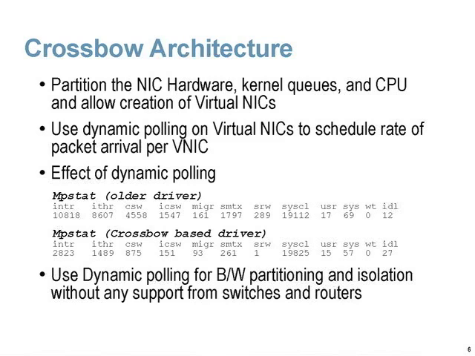And my last observation here is to use dynamic polling for bandwidth partitioning and isolation without any support from switches and routers. What does it mean? It means that we don't have to have switches, routers, everything. We just have to have one CPU, one cluster, whatever it means, one computer, with of course network interface card or cards, and we can multiply that on as many levels as we would like to do.